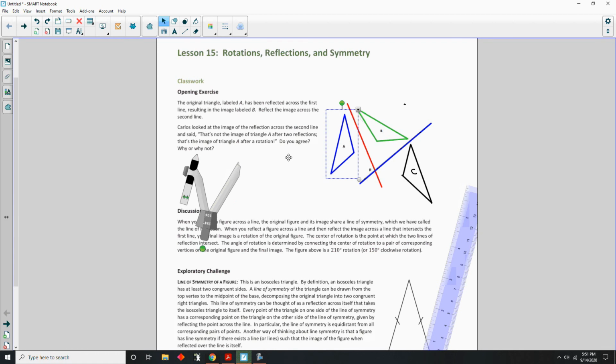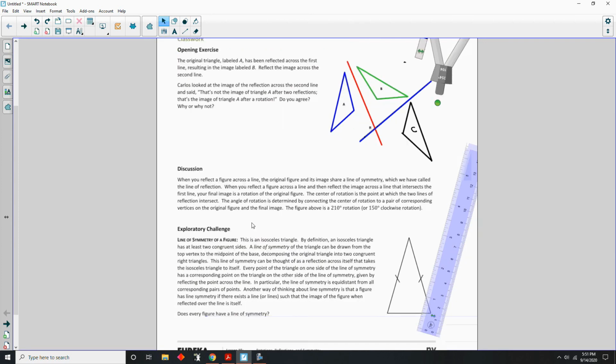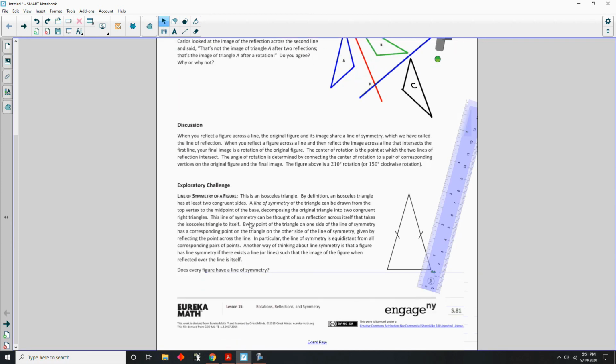He says it's not the image of a triangle after two reflections, that's the image of triangle A after a rotation. Do you agree? Why or why not? Well, I sort of agree, but I also sort of disagree. I agree that it is a rotation because I just showed it, but I don't agree that it's not an image twice reflected, because it is. So if you reflect something twice, it will equal a rotation of a certain degree, and it won't always be 215 or 210 degrees.